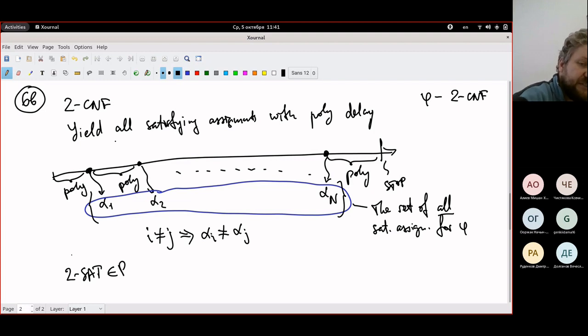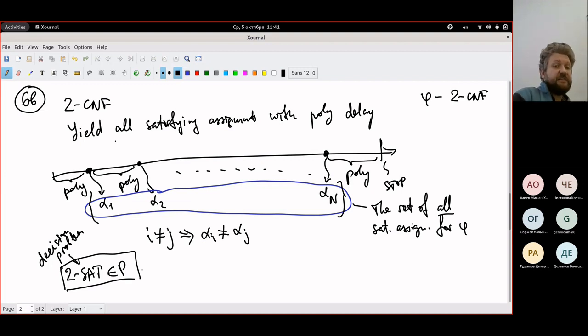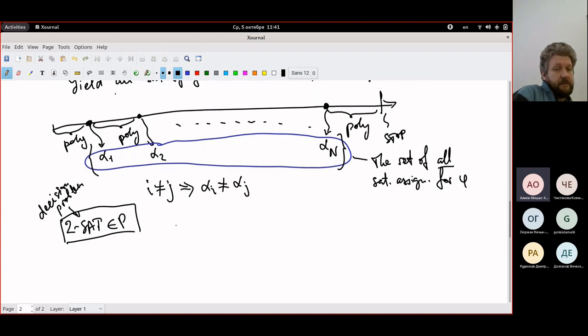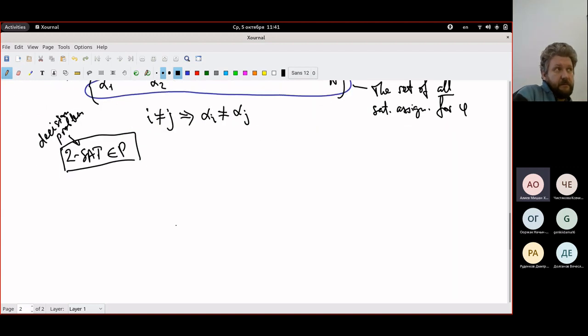So this is the decision problem. Actually, this is the only thing we need. We can use it and obtain the needed solution. Maybe we need to take one solution and then add something to the 2CNF so that our previous solution won't be a solution of the new satisfiability problem.